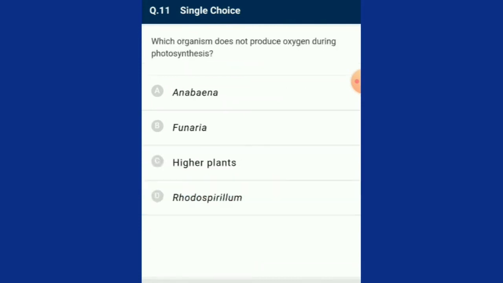Question number 11. Which organism does not produce oxygen during photosynthesis? All prokaryotes carry out anoxygenic photosynthesis. They lack PS2, thus they cannot use water as a source of hydrogen but use hydrogen sulfide as a source of hydrogen instead. Rhodospirillum is a photosynthetic bacteria. They do not release oxygen. The answer for this question is option D, Rhodospirillum.